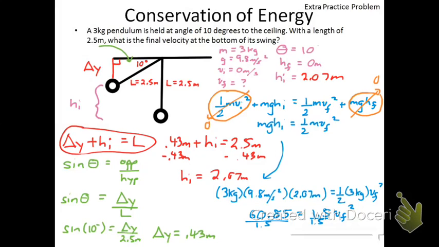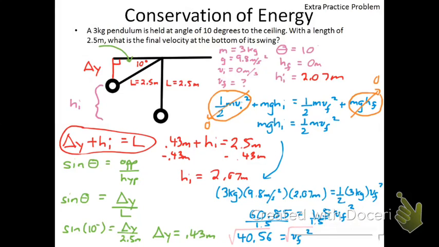Okay. And we are going to get, let me break this down here, 60.85 divided by 1.5. We're going to get 40.56 equals v_f squared. And then your last step here is to square root both sides to find the final velocity of our problem.